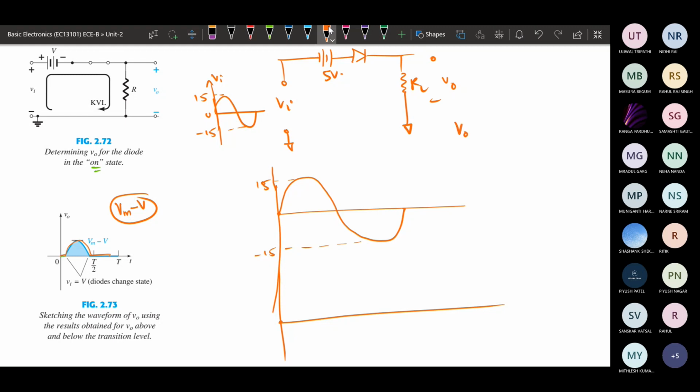So the output will be basically Vi plus 5 volt. If it is on, it acts as a short circuit, some current flows, and we apply the KVL. Applying the KVL, the output voltage is V input plus 5 volt. So when the input is 0, we will not get the output from 0, we will get the output from plus 5 volt. This is the plus 5 volts.